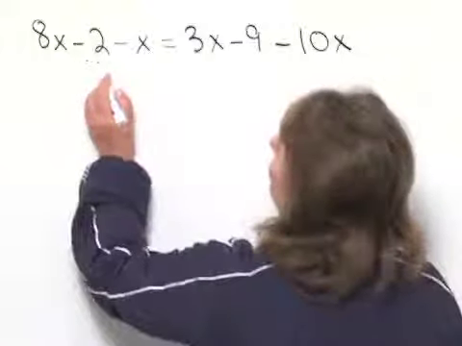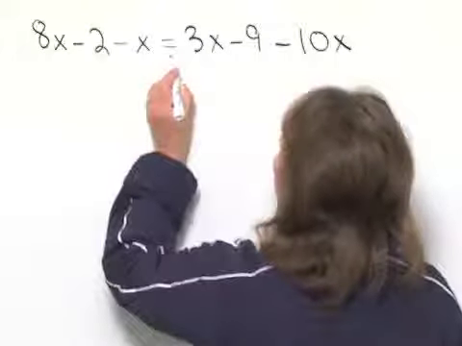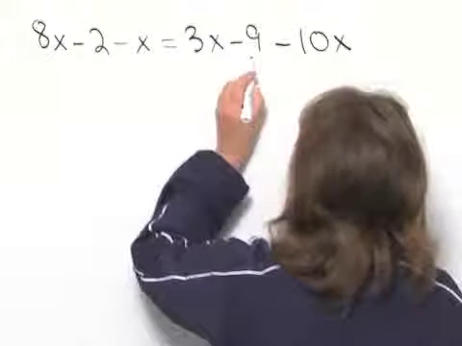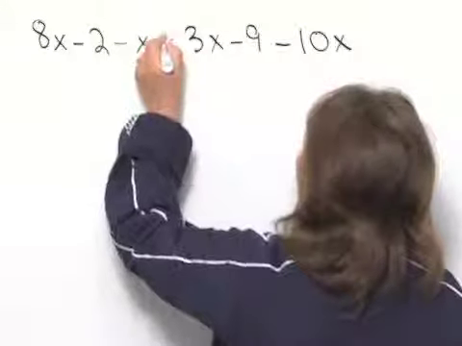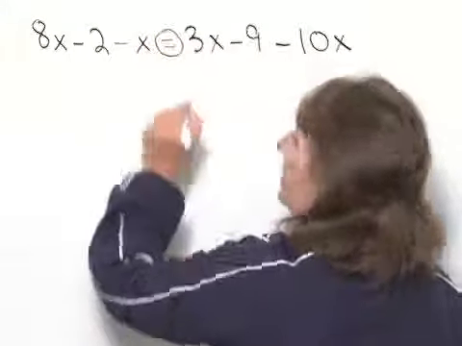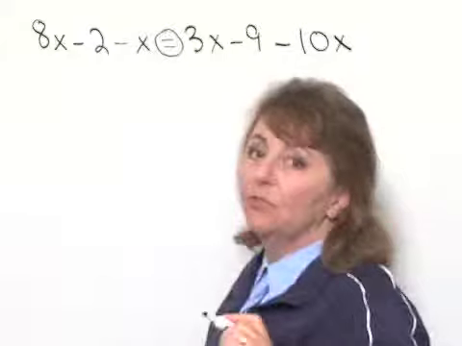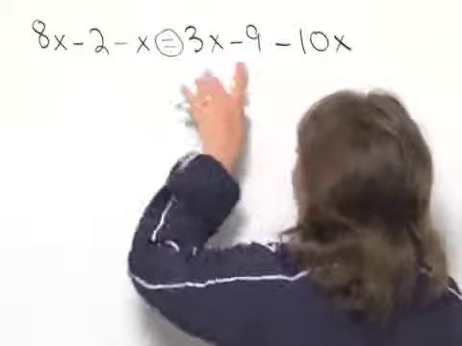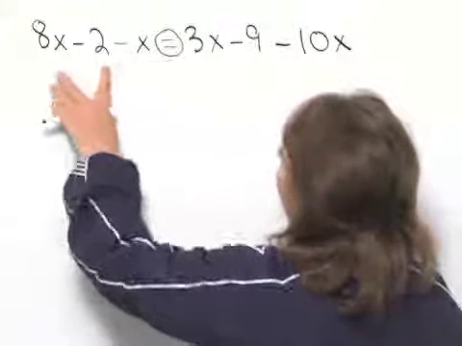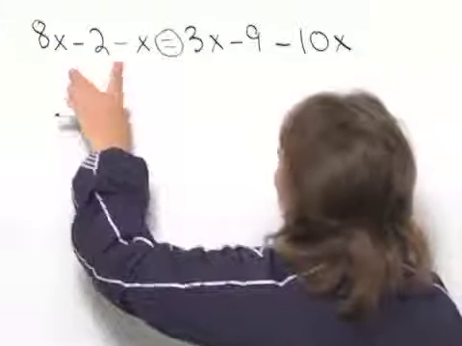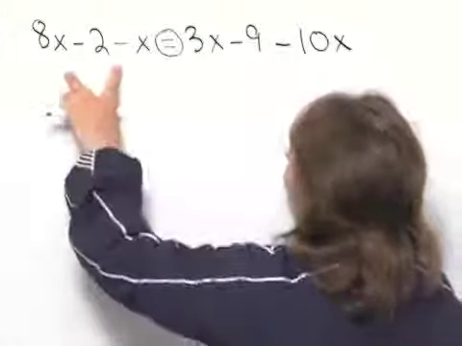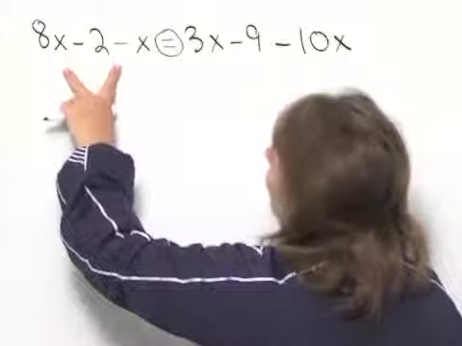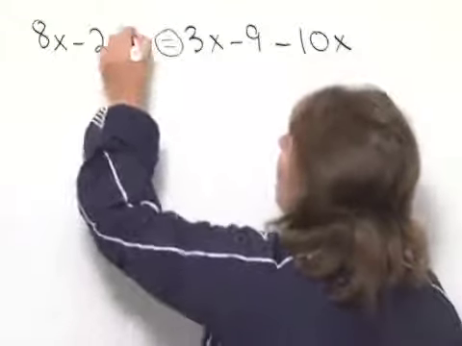We have 8x minus 2 minus x equals 3x minus 9 minus 10x. I'm going to start by circling my equal sign. I'm doing this so we can follow the suggestion of combining like terms on each side of the equal sign. By having the circle here, it makes it real clear that this is one side of the equal sign, this is the other. So on this side, I have to combine my 8x and my x.